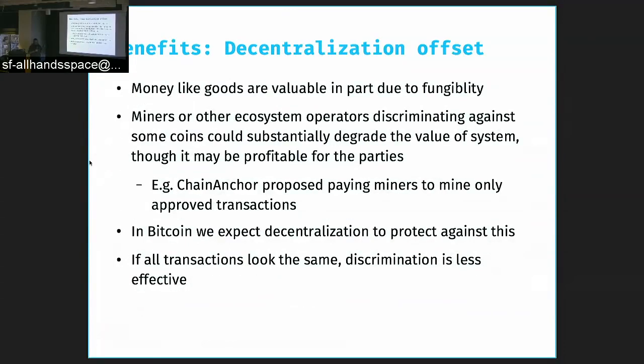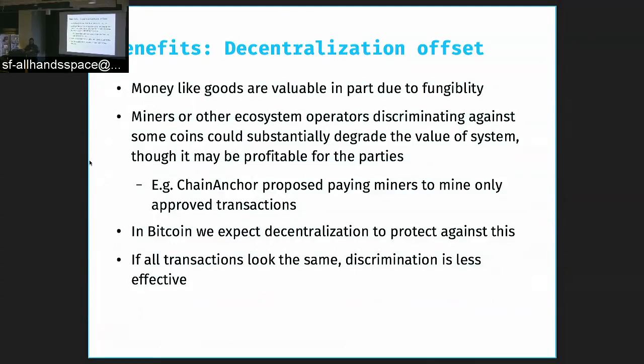So another benefit you can see from looking at something like CT is something I would call Decentralization Offset, which is, we talked before about how fungibility is important, but in systems like Bitcoin, there's a risk that miners or other ecosystem players might discriminate against certain coins or be forced by third parties to discriminate against certain coins. And if they did that, and if they did enough of it, it would degrade the value of the system. It would make it less useful as money, although it might be profitable for the parties doing it. You can get paid to perhaps discriminate against coins.